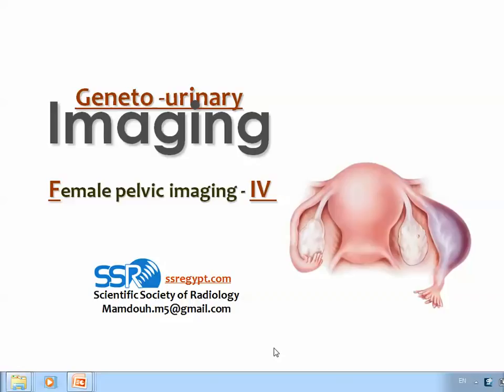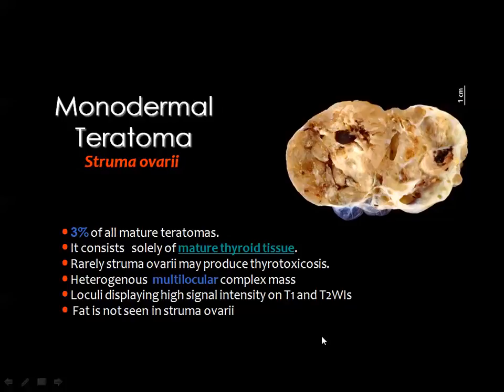Dear colleagues, we will start the fourth part of the female pelvic imaging, and we'll continue the discussion about the ovarian and adnexal pathology. Then we have finished the ovarian cystic lesions, and we mentioned the mature teratoma, the cystadenoma mucinous type, and the serous type.